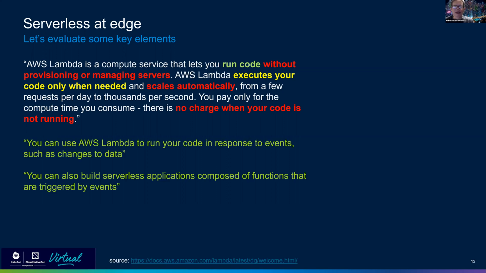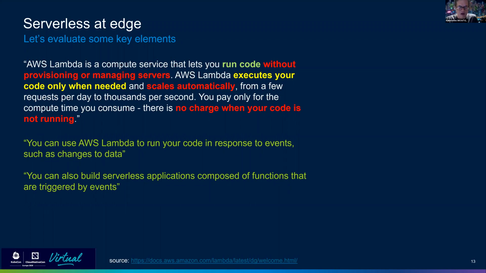So the key here is I've added a few more quotes from the Lambda page. You use it to run your code in response to events such as changes to data. And you can also build serverless apps composed of functions that are triggered by events. I think potentially that kind of model is really valuable, not because of cost savings, but potentially if you go with a model where you pre-stage your Lambda, quote, serverless, to cut out the startup latency, you can build some apps that really can deliver kind of a new class of value.